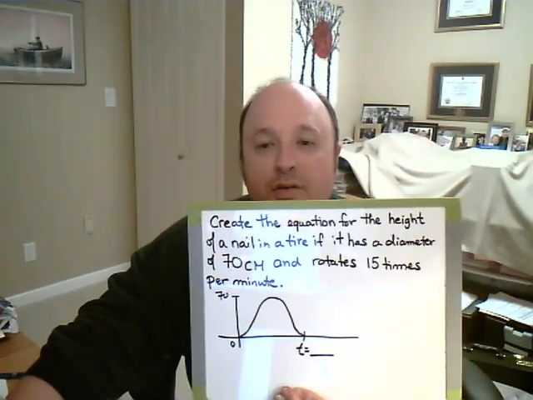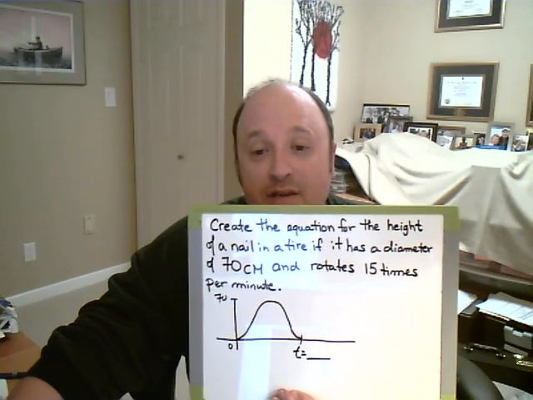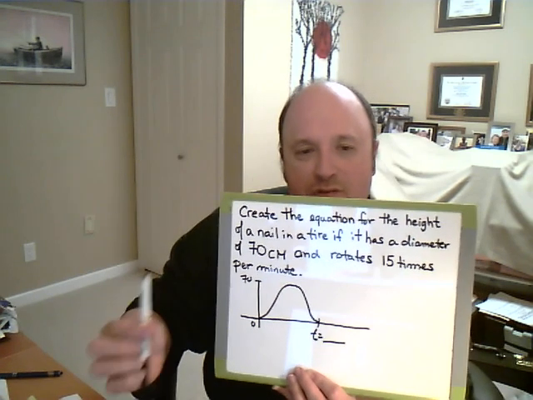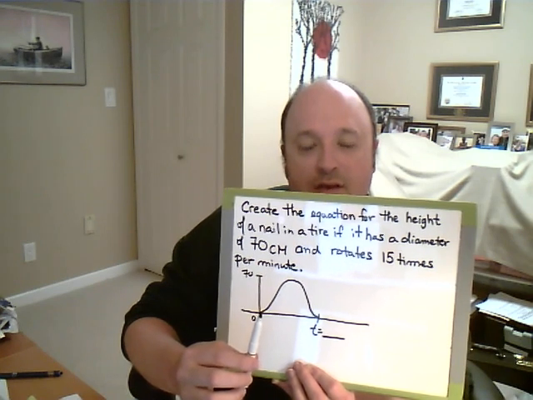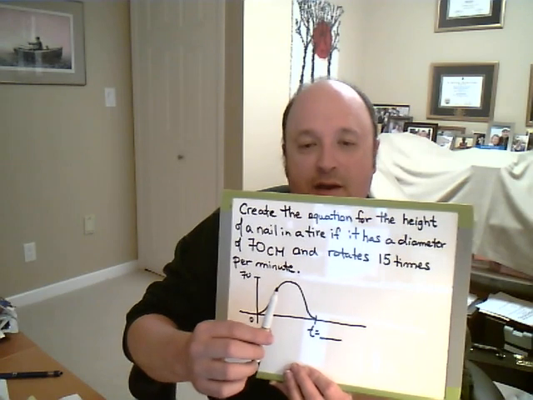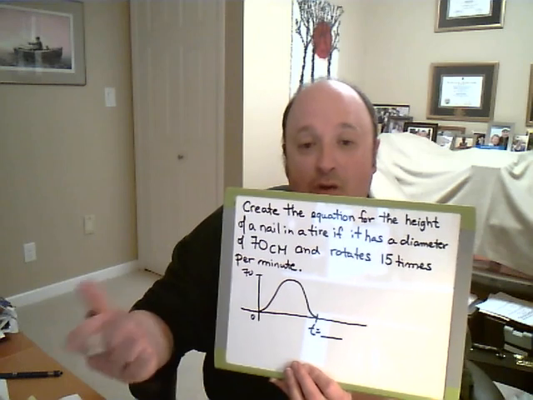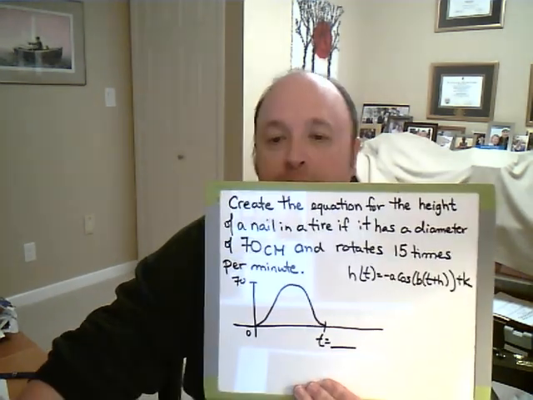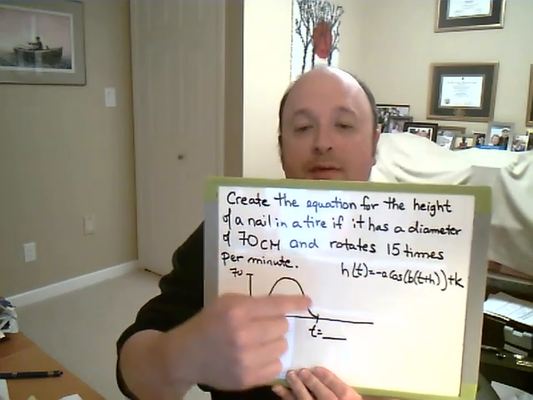Okay, so let's say I ask you to create the equation for the height of a nail in a tire if the tire has a diameter of 70 centimeters and rotates 15 times per minute. And we're assuming that the nail punctures the tire at the bottom when it hits. So it hits at ground level, gets in the tire, goes up the tire, gets to the top of the tire, and then comes back down again, right? So that's a negative cosine graph. So what does the equation shape look like? Looks like this. If you recall your graph, it goes up and then comes back down, right?